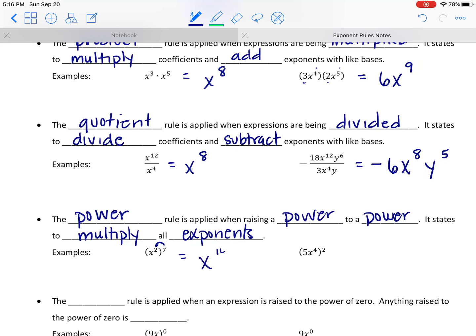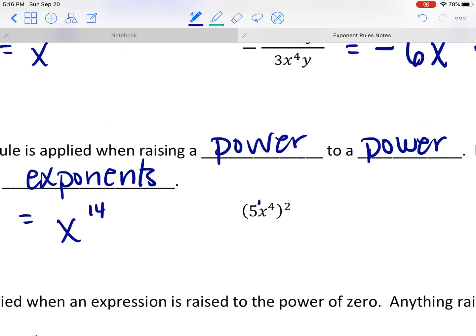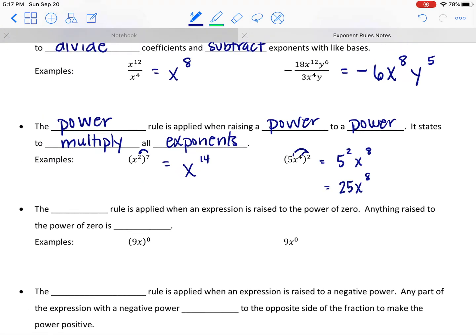So we multiply here, this becomes x to the 14th. And then the 5 has an exponent of 1, so we want to multiply that and multiply that. So we've got 5 to the 1 times 2 is 2, and x to the 4 times 2 is 8. And then we go one more step here because 5 squared has a value. 5 squared is going to be 25, so 25x to the 8th power becomes our answer. Okay? So those are the ones I think are pretty straightforward.